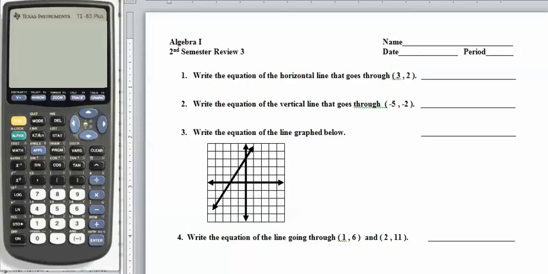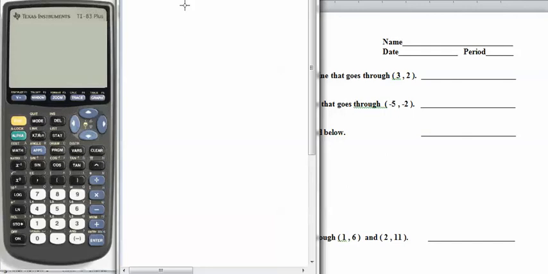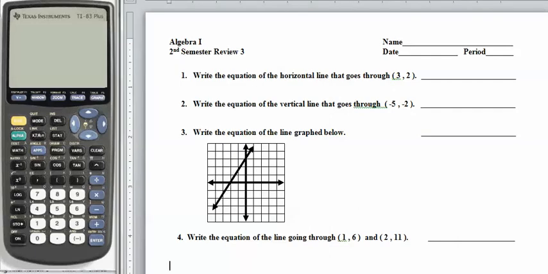All right, page 5 of the second semester review. Write the equation of the horizontal line that goes through (3, 2). If you remember, horizontal lines are y equals something. Y is always equal to something. So in this case, y is equal to 2.